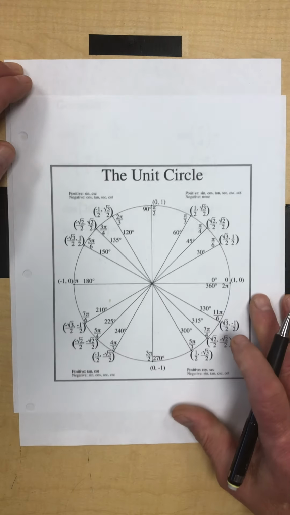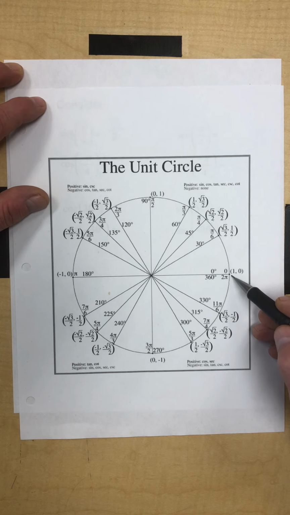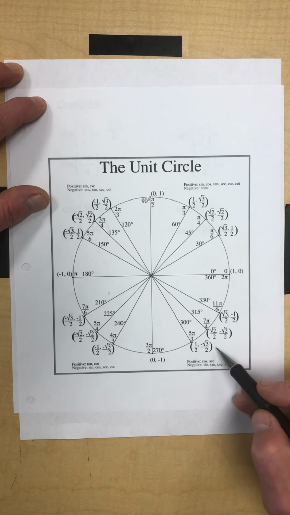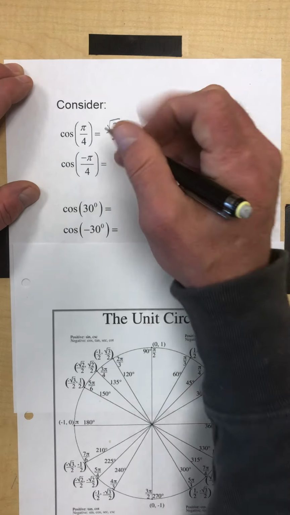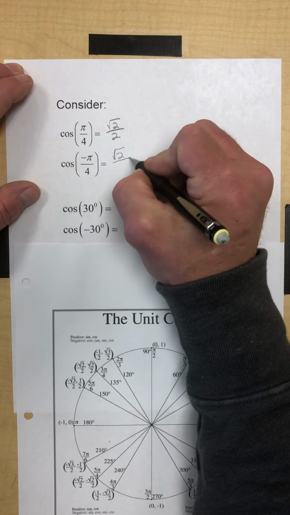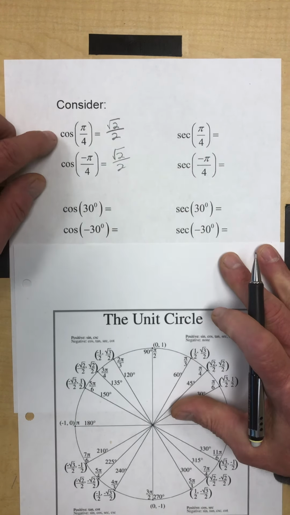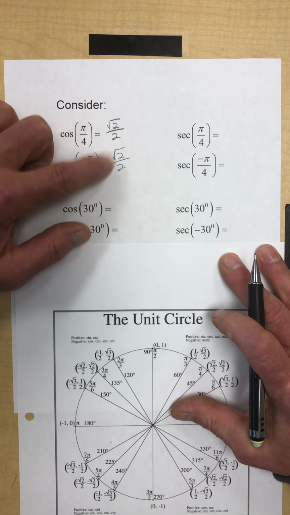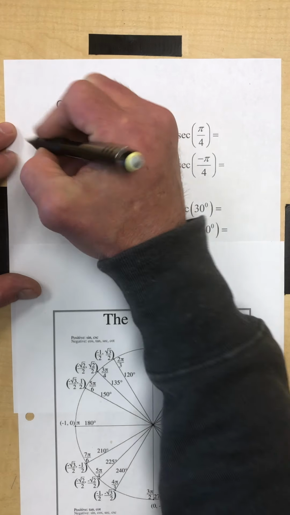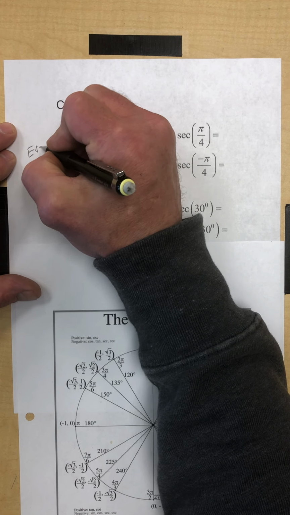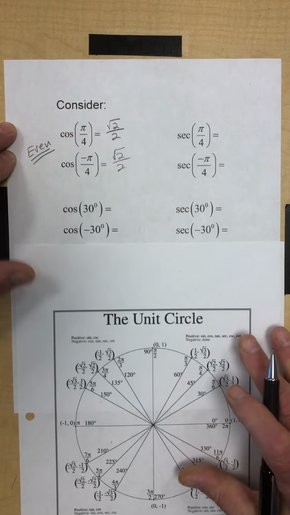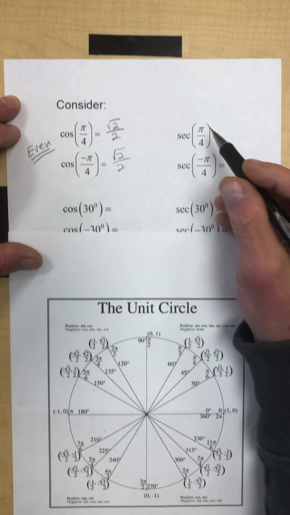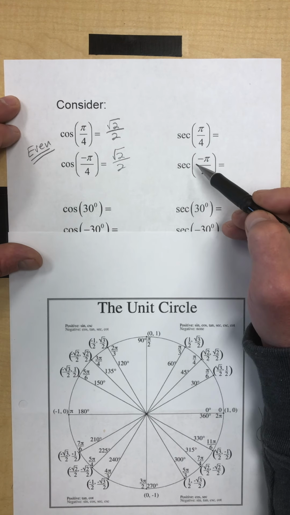And then if I do the cosine of negative pi over 4, that means I'd have to move pi over 4 clockwise. And notice the x-coordinate is still radical 2 over 2. So notice if I take the cosine of a pair of opposites, the values are the same. So that means that cosine has to be an even function. Well, if we're going to look at cosine, we've got to look at its reciprocal function, secant.